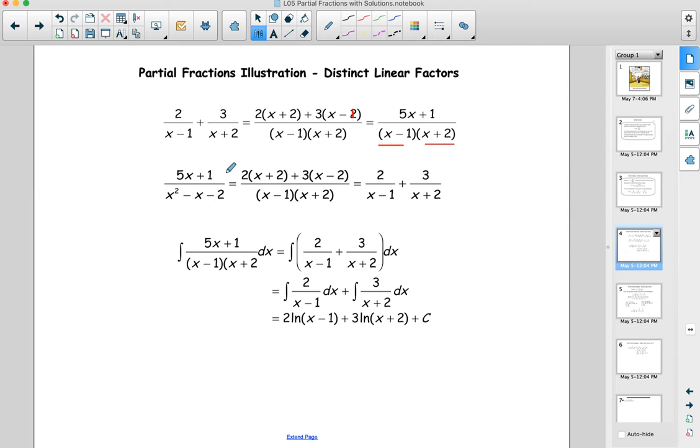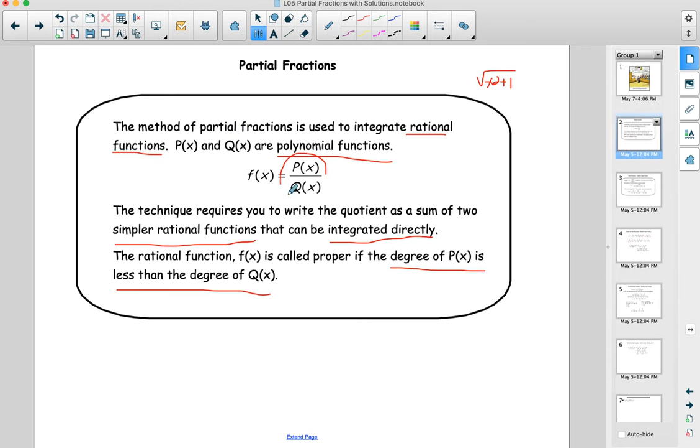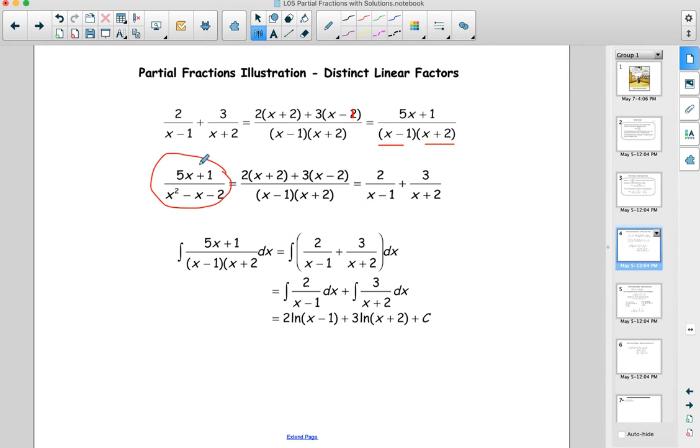So what does that mean? It means if we start here, that was this starting rational function that we were talking about over here. What we're going to try to do now is write it as a sum of two simpler functions, which we can do right here. So we would take this integral of 5x plus 1 over x minus 1 times x plus 2. And then we can split that into two integrals. It can be the integral of 2 over x minus 1 dx plus the integral of 3 over x plus 2 dx. And these are readily integrable into lns.